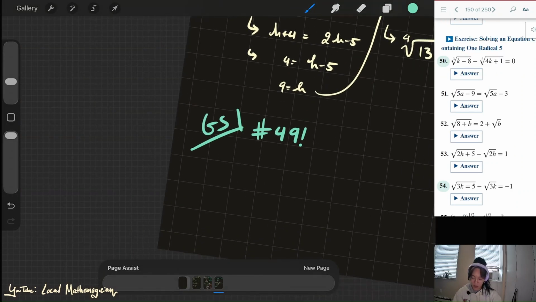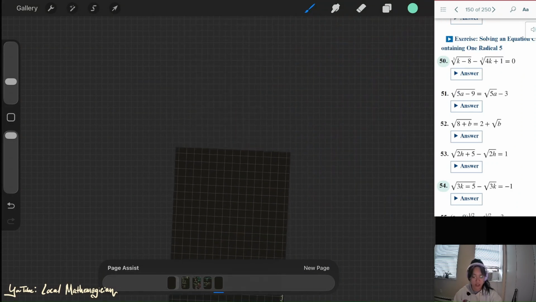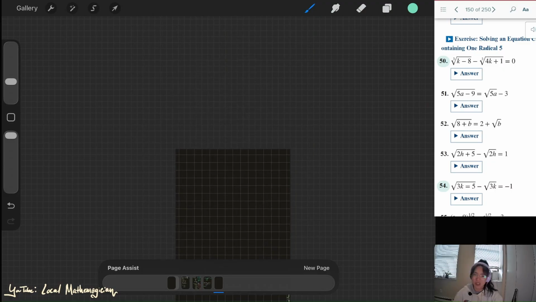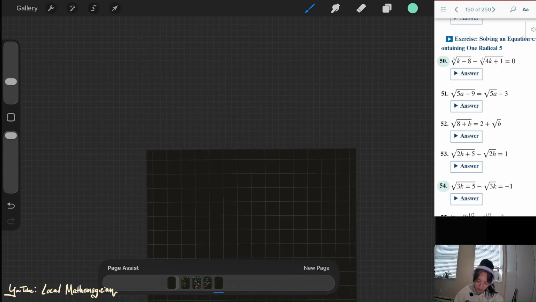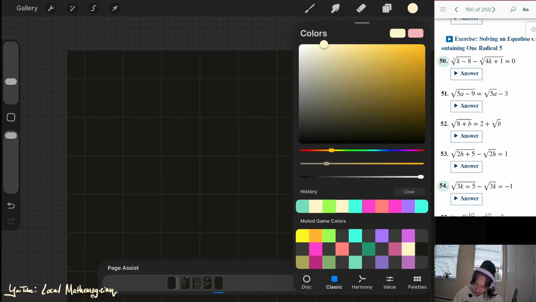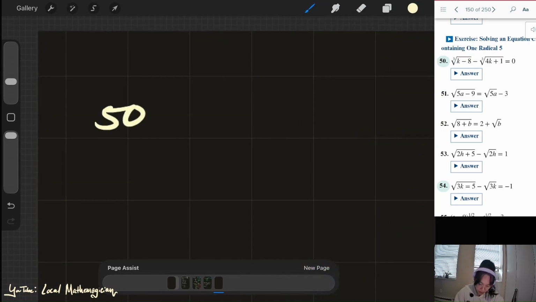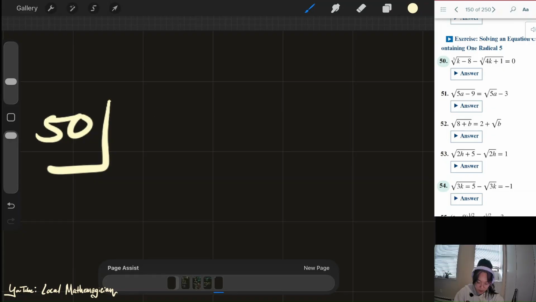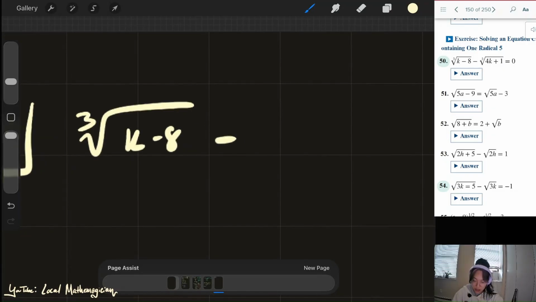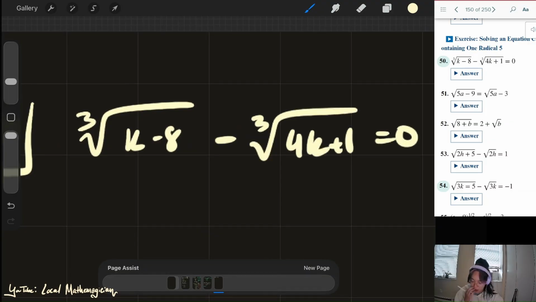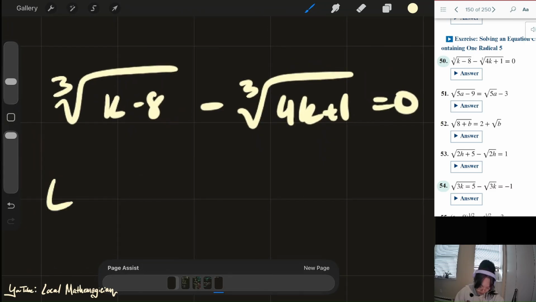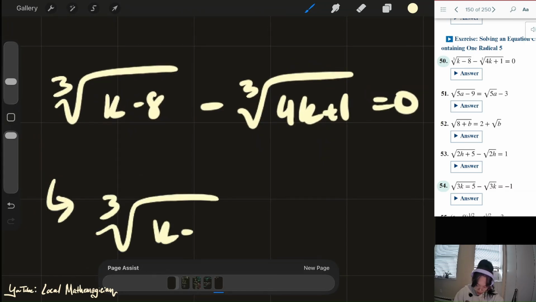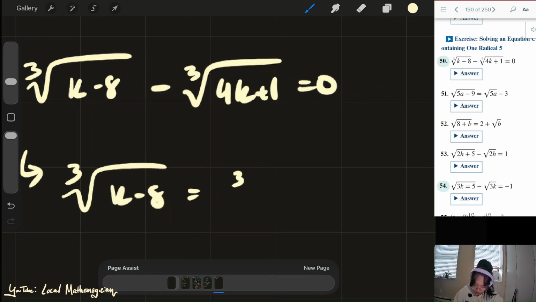Okay, now let's do a couple of multi-radical ones together. Again, once you've done one, you've done them all. Let's be so for real here. Let's do number 50 together. Number 50 is going to be the cube root of k minus 8 minus the cube root of 4k plus 1 is equal to 0. Okay, step 1, isolate. The cube root of k minus 8 is equal to the cube root of 4k plus 1.